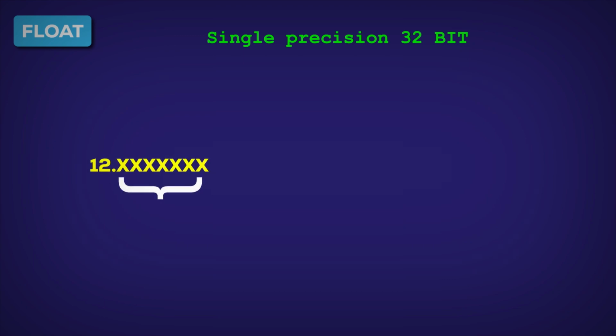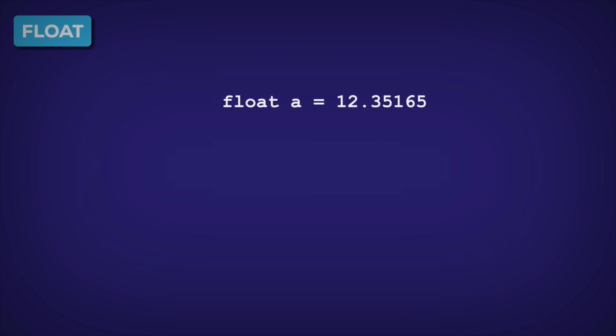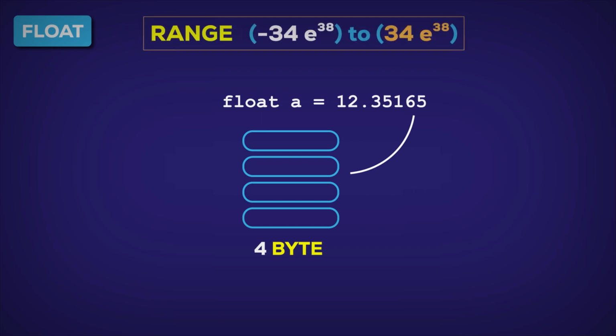Here a float is a single precision data type that can store decimal point values up to 6 to 7 total digits of range. That means 12.1234567 can be stored, but 12.123456780 can't. So assume, if we create a float type variable, that means in the RAM, 4 bytes of memory is allocated. And the range of this float type is -3.4e power 38 to 3.4e power 38, and remember, the letter F must be used as suffix, same as we did in long. Otherwise it will be treated as double.